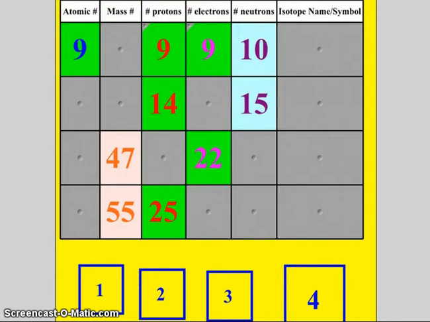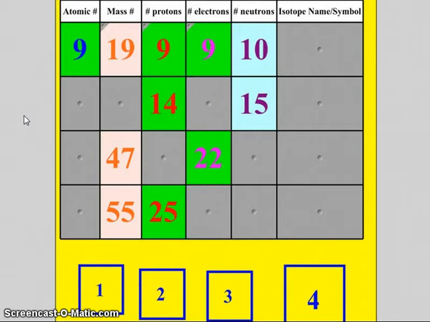So, how do we find the mass number? Well, remember the mass number is defined as the number of protons plus the number of neutrons. It's also known as the nuclear number. What's in the nucleus? That's where the mass of the atom is. So for our example here, 9 protons plus 10 neutrons, I have a mass number of 19.